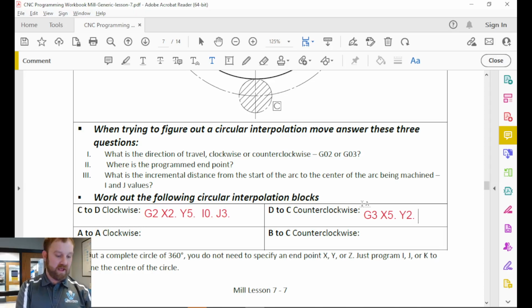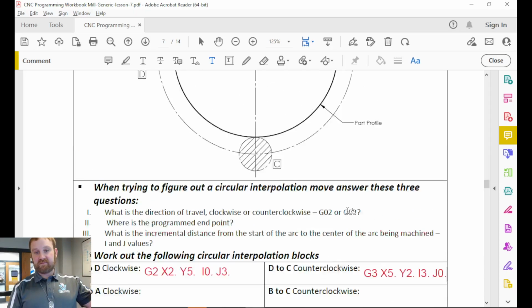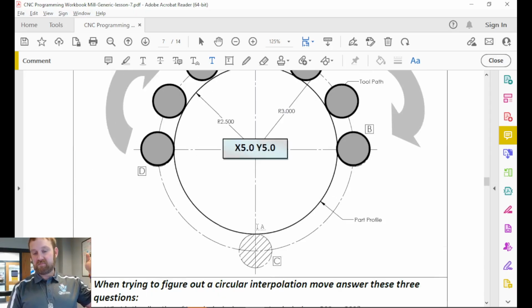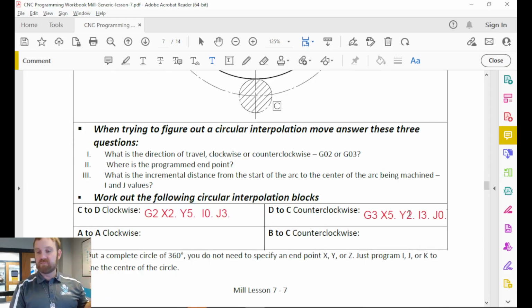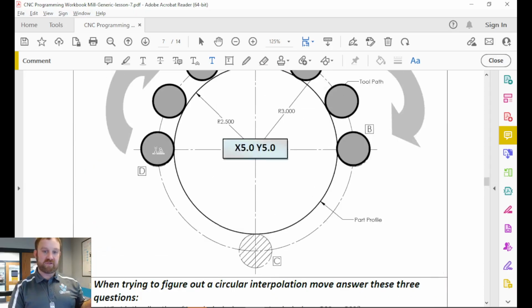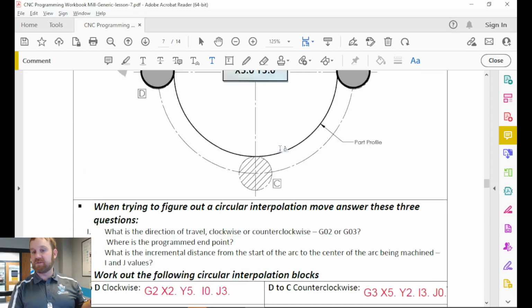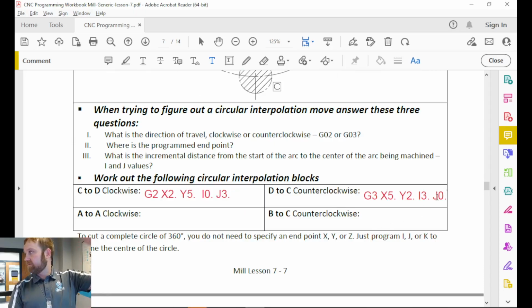Then the I or the J: the I is going to be positive 3, J0. The X, we're right at 5 in X still. We're down 3 inches from the Y5, so the Y is going to be 2. The I, incremental from the start to the center, is in the X positive 3 inches, so it's an I positive 3. There's no change or variation in Y, so the J is 0. Okay. All right, Rachel, how about from A to A? G2.